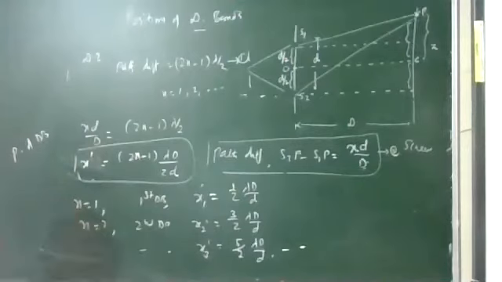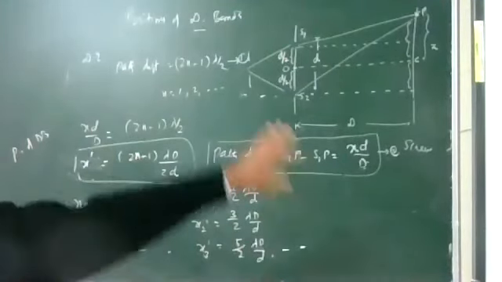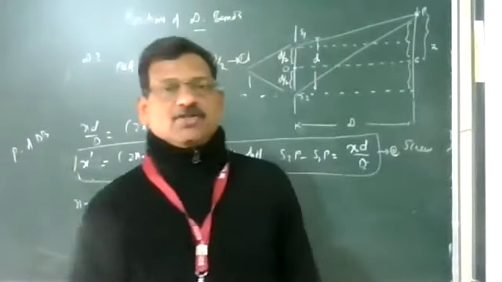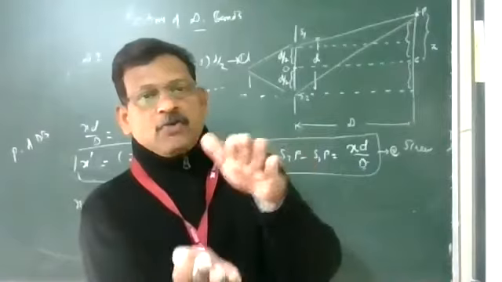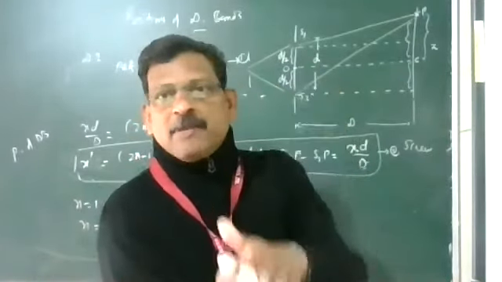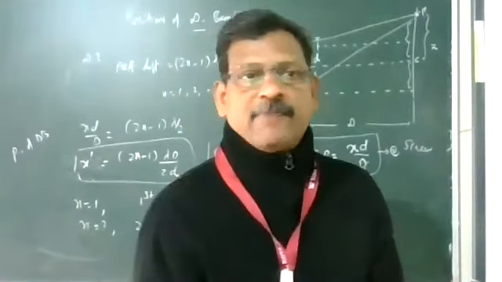N is 5, n minus 1, 9 by 2 lambda D by d. These are the locations on the screen. You will get a dark band. In between two dark bands, you will find a bright band. So the distance between two consecutive dark bands will give you the width of a bright band. Then we call it the bandwidth.